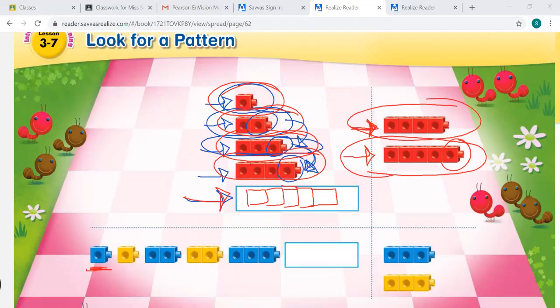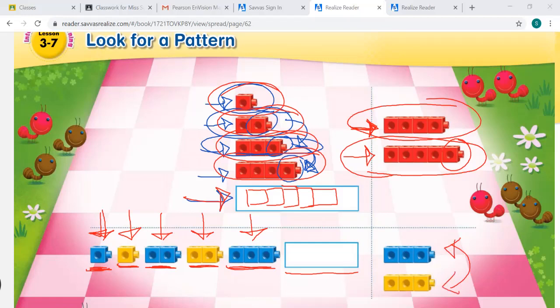All right, let's look down here. All right, we have 1, 1, 2, 2, 3, but not only 3, we need to notice the different colors. We have 1 blue, 1 yellow, 2 blue, 2 yellow, 3 blue. What do you think is going to go here? Now they give you choices right here. Which one do you think is going to be next?